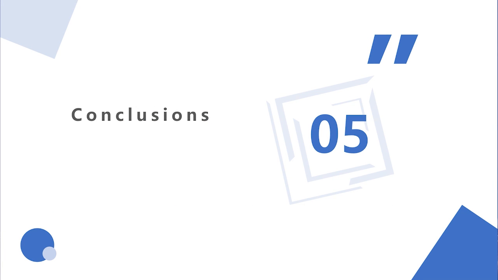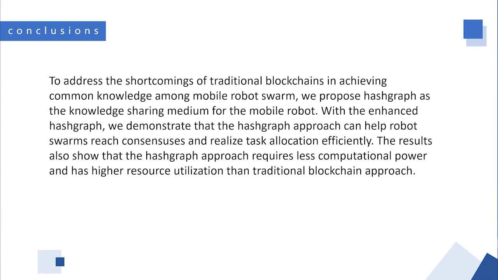In the last part, we summarize the results of the experiments. To address the shortcomings of traditional blockchains in achieving common knowledge among mobile robot swarms, we propose Hashgraph as a knowledge-sharing medium for mobile robots. With the enhanced Hashgraph, we demonstrate that the Hashgraph approach can help robot swarms reach consensuses and realize task allocation efficiently. The results also show that the Hashgraph approach requires less computational power and has higher resource utilization than the traditional blockchain approach.